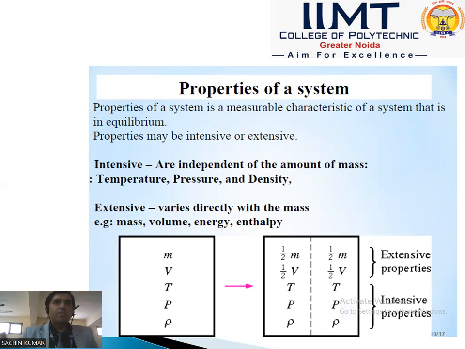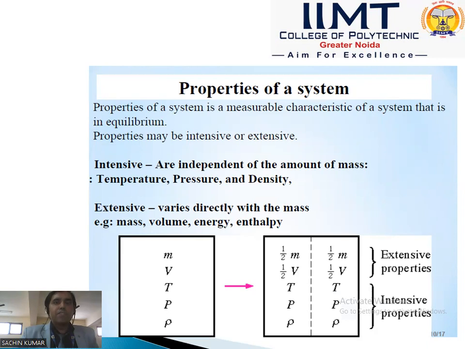First, we consider a room, a specific region, with some volume V, mass M, temperature T, pressure P, and maybe density D. Divide this room into equal parts. If there are two equal parts, each half has mass m by 2 and volume V by 2. For temperature, the first portion has temperature T, and the second portion also has temperature T, not T by 2. A property that is independent of the mass is called an intensive property.